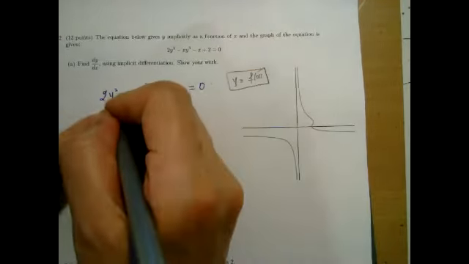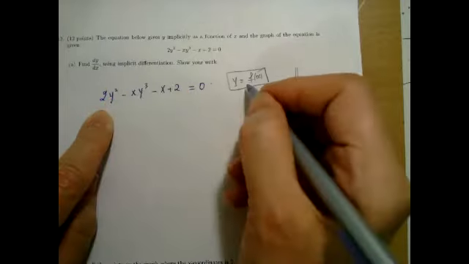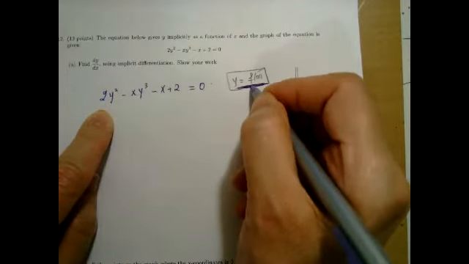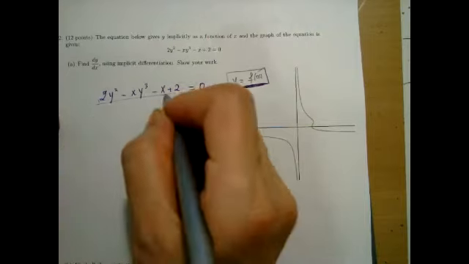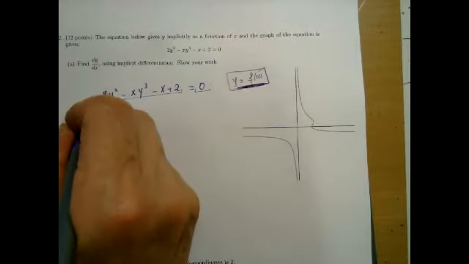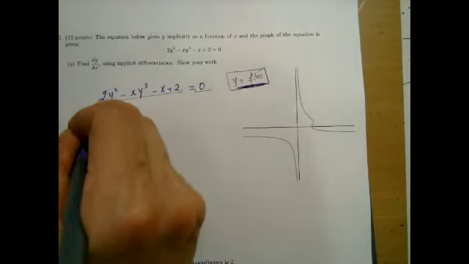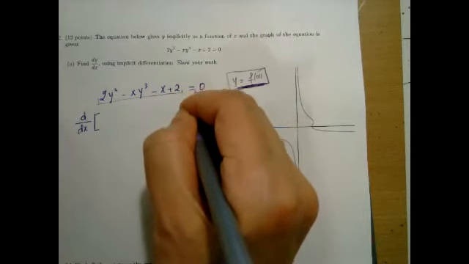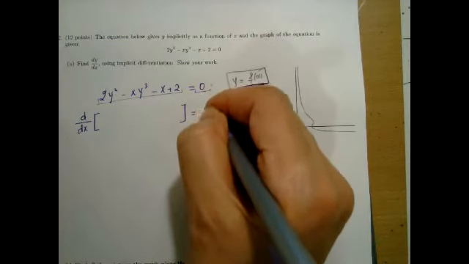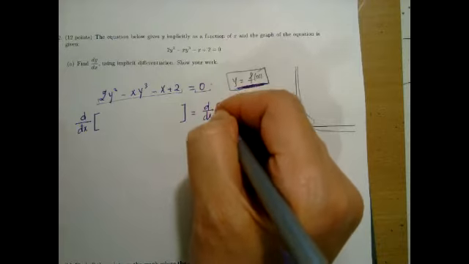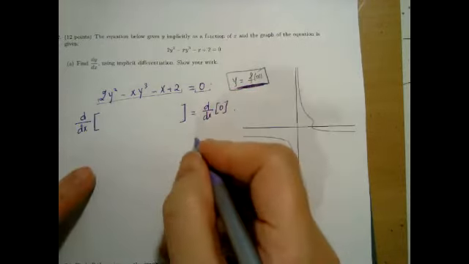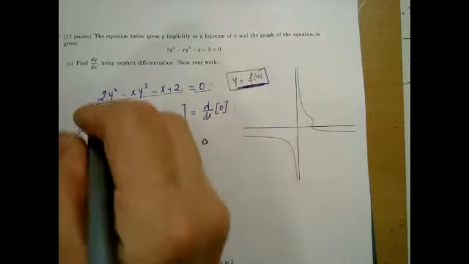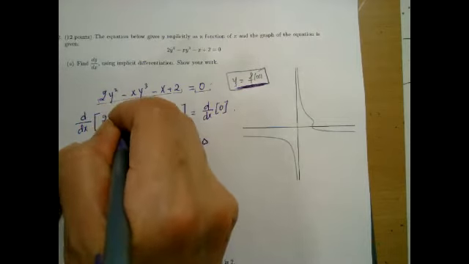So we say, okay, this is not actually a y in my mind. This is a function of x, but I don't know it. So I say, if this function equals that, the derivative, remember, d dx means the derivative with respect to x, of that is the derivative with respect to x of 0. Of course, the derivative of 0 is 0, so that's that.